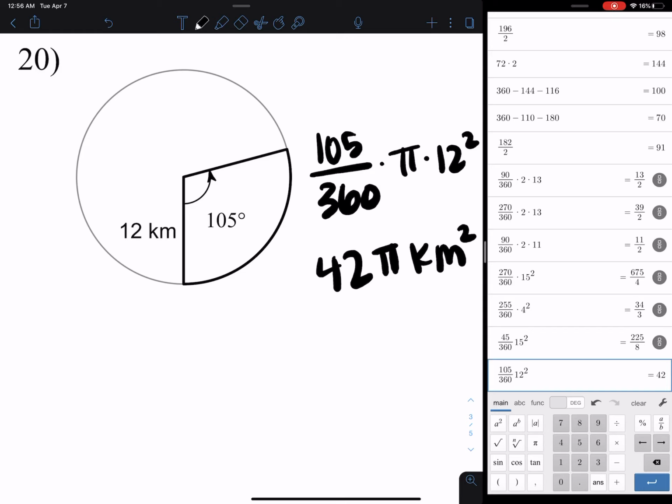And this would be one of the multiple choice answers. They're not in decimal form. So the Desmos Scientific Calculator is super good for doing decimals to fractions.